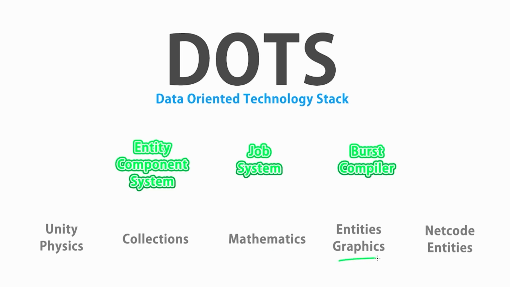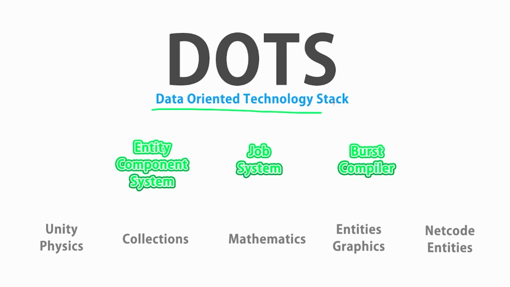Then entities graphics, this is how you can render entities. It's also super performant and works with both URP and HDRP. And netcode for entities, this is their networking library meant for multiplayer games using dots for some super high fast-paced multiplayer. All of this together is what is known as dots, or the data-oriented technology stack.